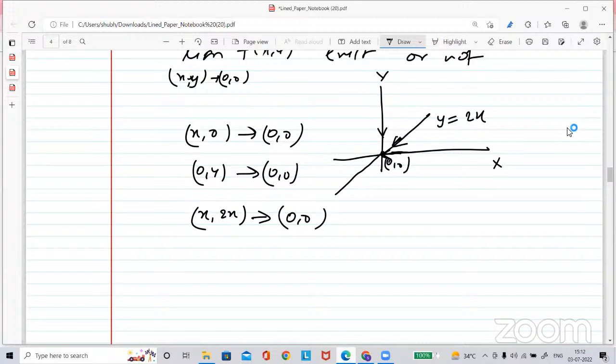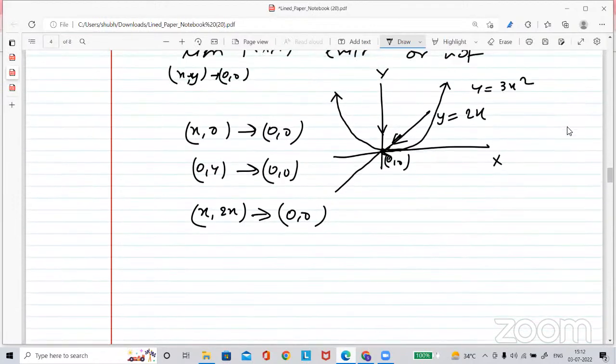Suppose I am approaching according to a quadratic function, a quadratic equation, y is equal to 3x square. We can approach according to this curve too. This is not a line, this is now a curve. So it will look like x as it is and y written as 3x square. We are approaching (0, 0) according to this curve. These are the differences.